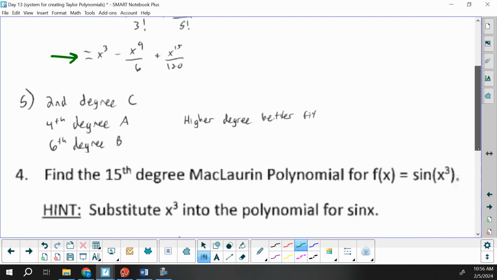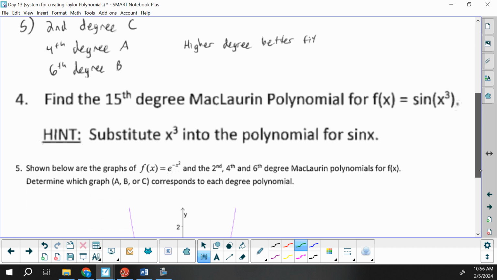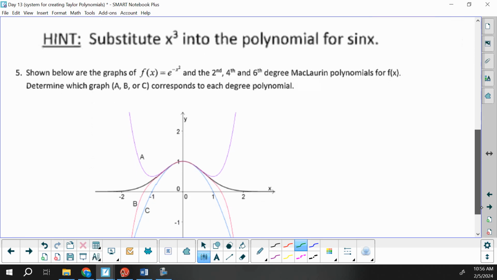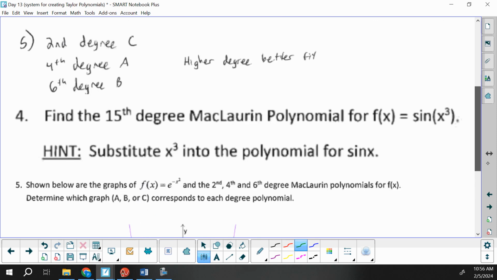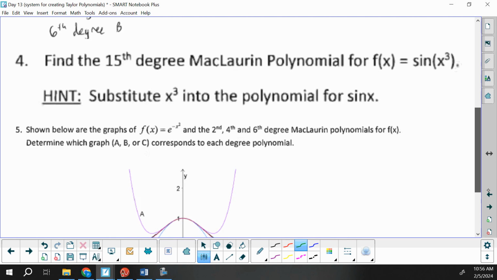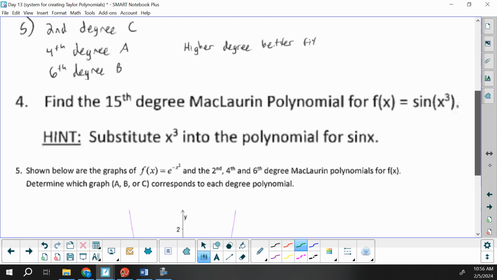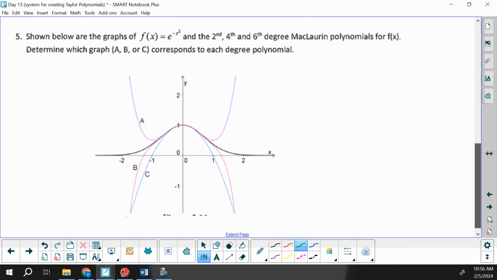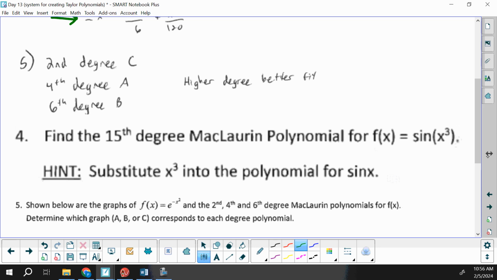In 5, from the graphs, the higher the degree, it should match the function longer. So the one that looks pinkish is the B. So B should be the highest degree one. That's why that's the sixth degree. The purplish one is A. That one is like the middle amount of matching. That should be the middle degree. And then C, the blue one, matches for the least amount of time. That should be the lowest degree.